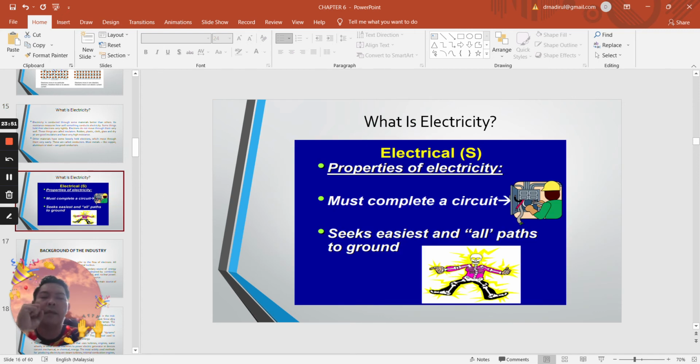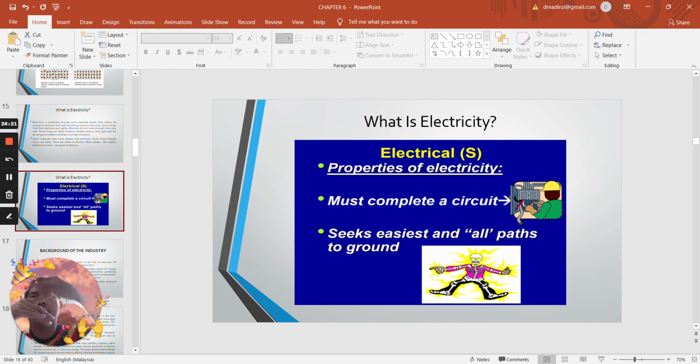In this slide, you can see the properties of electricity. What are the basic properties of electricity? For electricity to move from point A to point B, it must have a complete circuit. Without a complete circuit, the electrons will not be able to move from one atom to another. So the circuit must be complete for the current to go through.